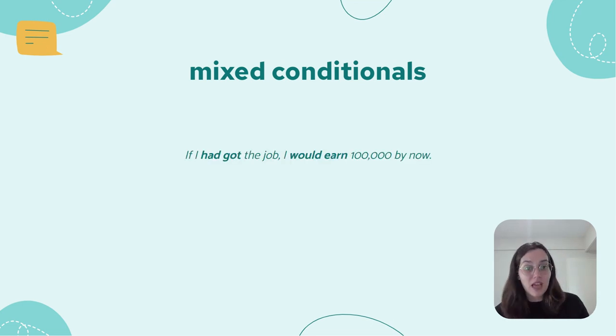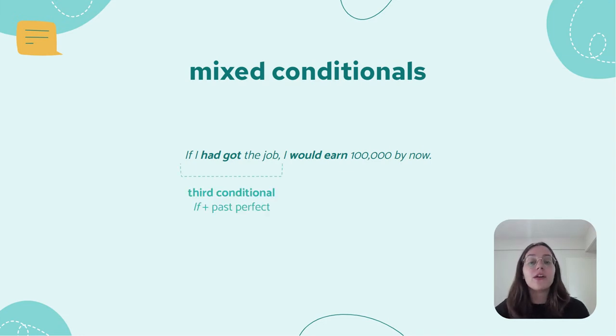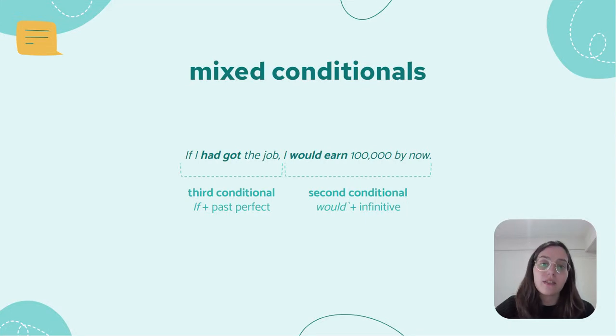And I can do it the other way around. I can put the third conditional first, if I had got the job, and then the second conditional, I would earn 100,000 by now. Did I get the job? No. So I am making again a present hypothesis based on a past situation, not a present one as in the previous one, on a past situation of an event that did in fact not happen.